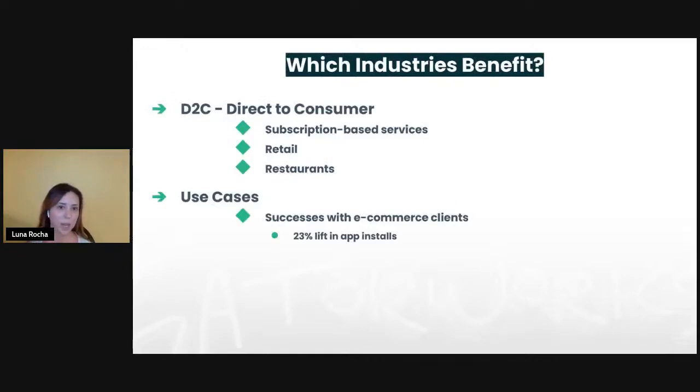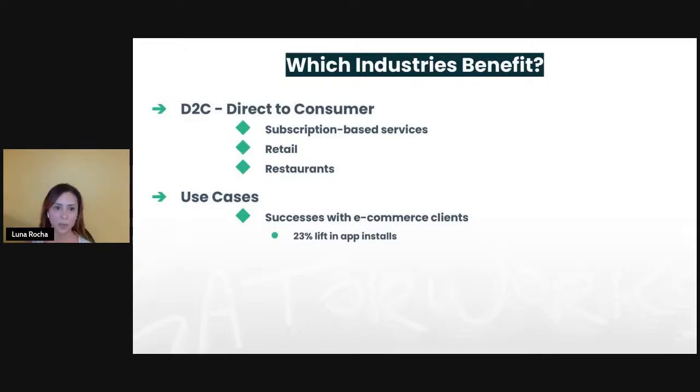So which industries benefit from UGC? I've personally used UGC for direct-to-consumer brands, including subscription-based services, retail, and restaurants where we partnered with local influencers. Although I think that there are additional use cases, including brand awareness for B2B. So I think that advertisers would generally benefit from implementing UGC across a variety of industries.